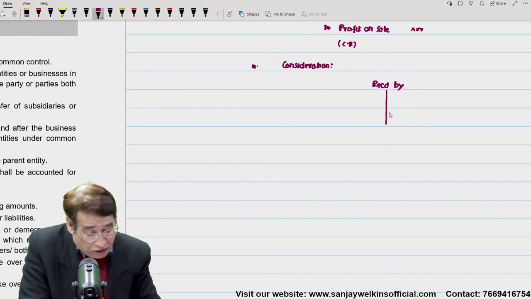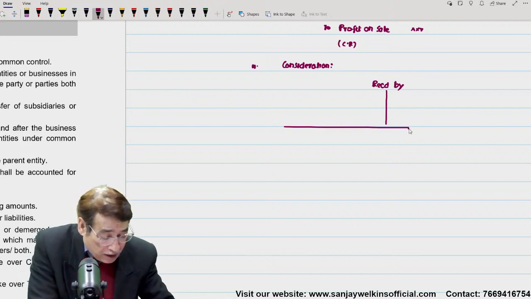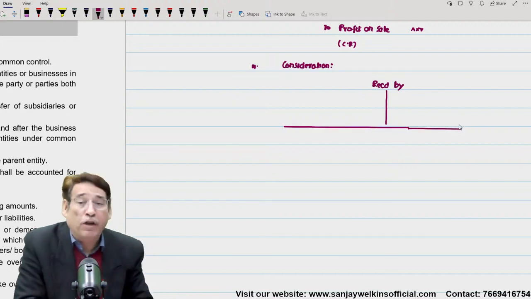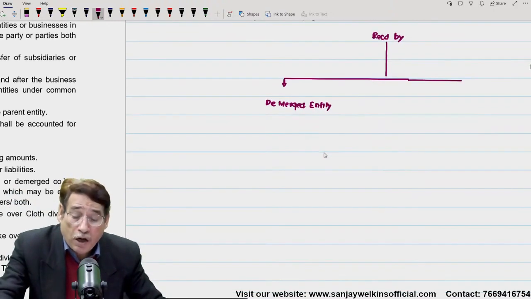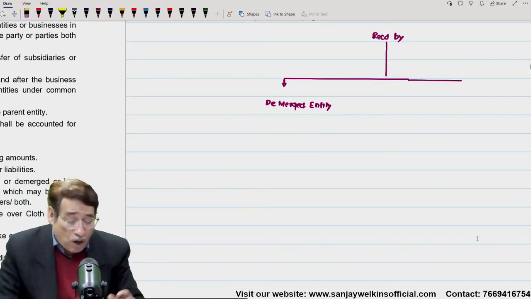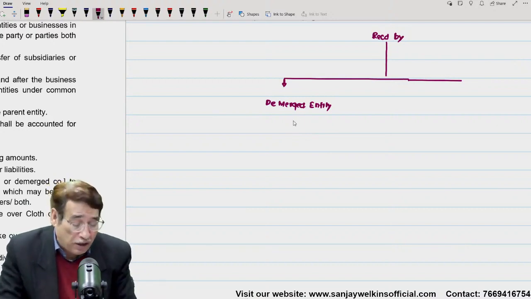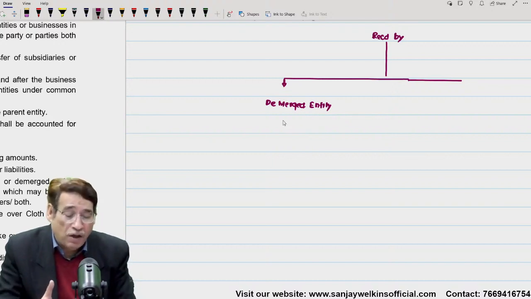Suppose consideration has been received by demerged entity. If consideration has been received by demerged entity, what will be the entry? Pay attention here. You are doing the accounting in the books of demerged entity and you are actually receiving the consideration this time from the new entity directly.